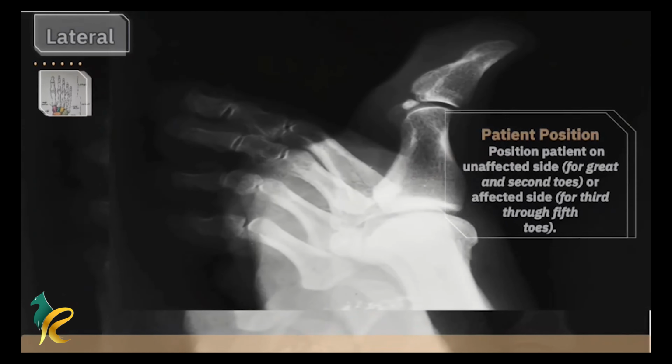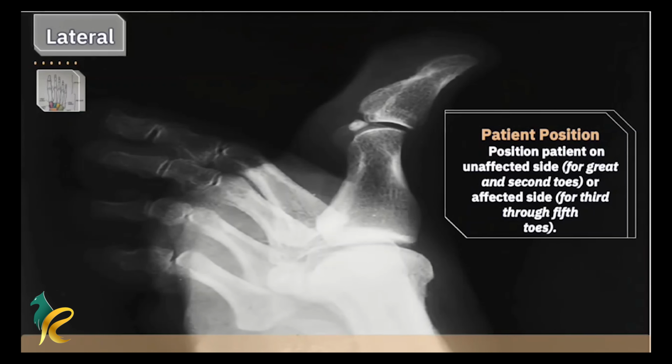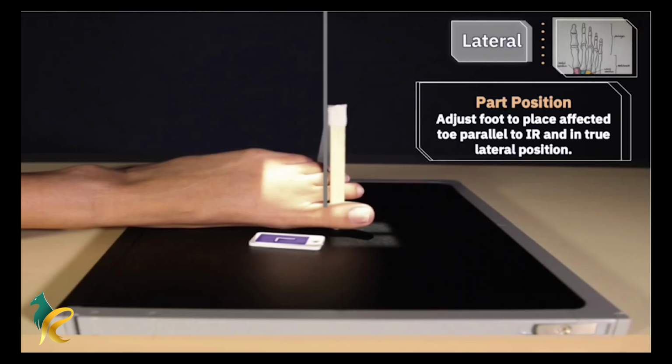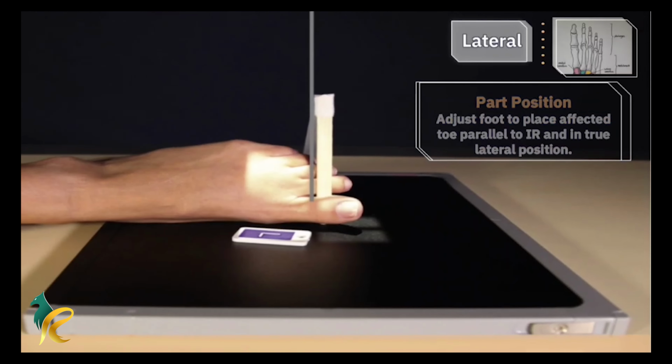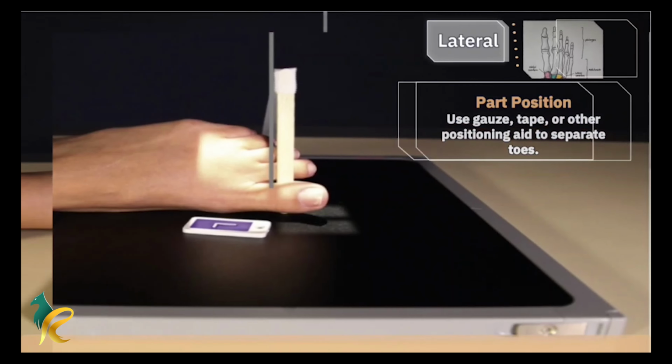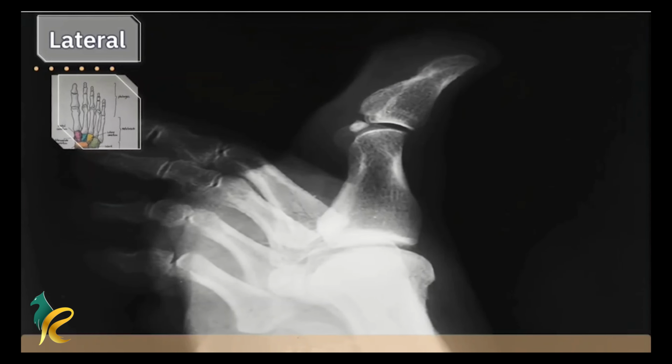For the lateral imaging of the toes, if our interest is the great or the second toe, we must position our patient on the unaffected side. But if our interest is the third to fifth toe, we must position our patient on the affected side. We must adjust the foot so the affected toe is parallel to the IR and in true lateral position. We have to use gauze, tape, or other positioning aid to separate the toes, so there is no superimposing.